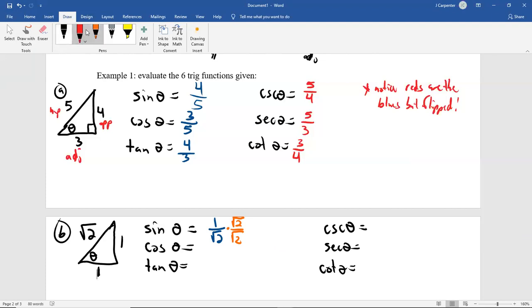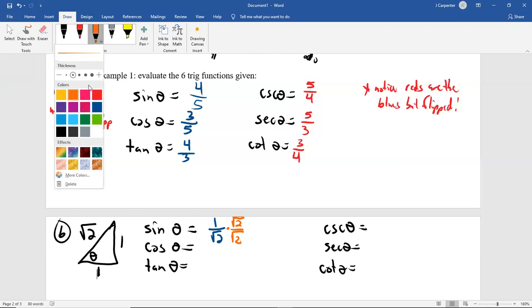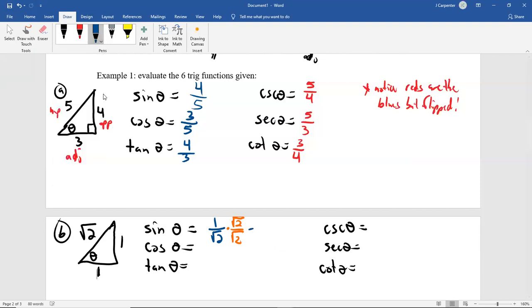What that's going to do for us, my blue back. The top, 1 times square root of 2 is a square root of 2. In the bottom, square root of 2 times square root of 2, since they're both inside, makes the square root of 4. But we know what the square root of 4 is. It's 2. So the answer is the square root of 2 over 2. A little more room.